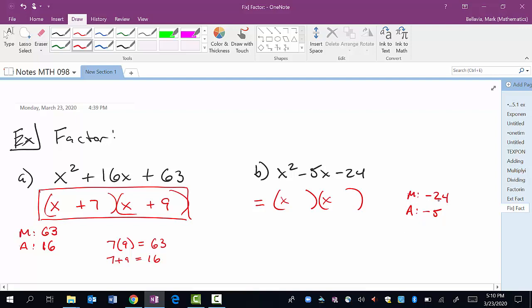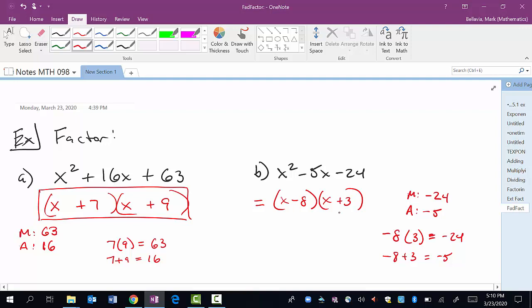Numbers that multiply to a negative 24 and add to a negative 5 would be negative 8 times a positive 3. That would give you negative 24. Negative 8 plus 3, that does give you negative 5. Remember, these numbers are unique, so if it works, there's only going to be one way you can find these numbers. And then you can just pop them in as x minus 8 and x plus 3.